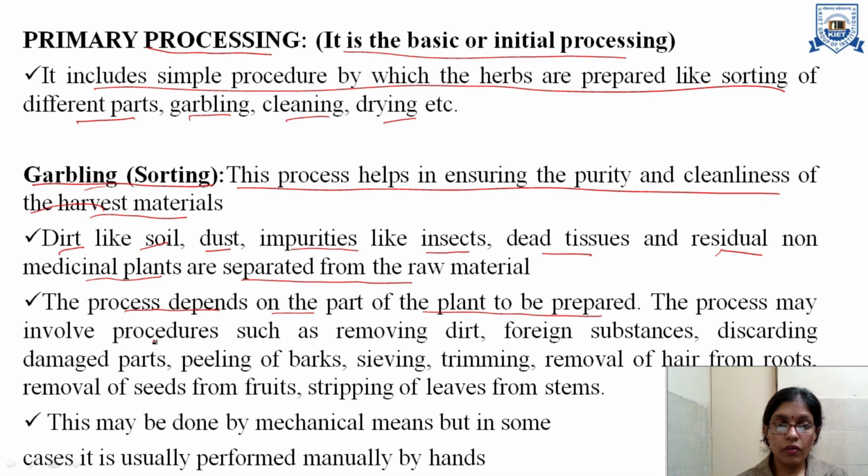The process may involve procedures such as removing dirt, foreign substances, discarding the damaged parts, peeling of barks, sieving, trimming, removal of hair from roots, removal of seeds from fruits, stripping of leaves from stems. This may be done by mechanical means, but in some cases, it is usually performed manually by hands. So simply whatever unrequired material comes along with the plant, like soil, dust, some insects, dead tissues, etc., can be removed manually. So that is known as garbling or sorting.